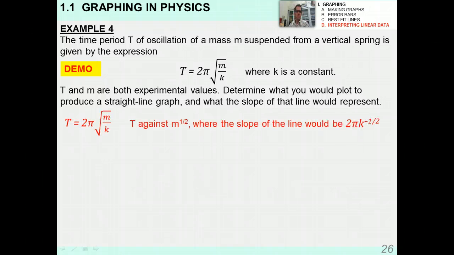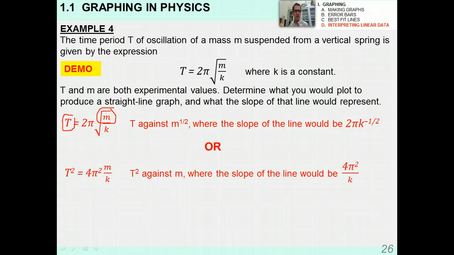Okay, so here's my solution. Here's my original equation. I would graph T against the square root of m, where the slope of the line would be 2 pi over the square root of k. Here's my y variable, that's T, and square root of m would be my x variable, and everything left over would then be my slope. The other thing you could do is square both sides. This is also valid, a little bit easier algebraically, in which case you would graph T squared on your y-axis and m on your x-axis, and then your slope would be 4 pi squared over k.